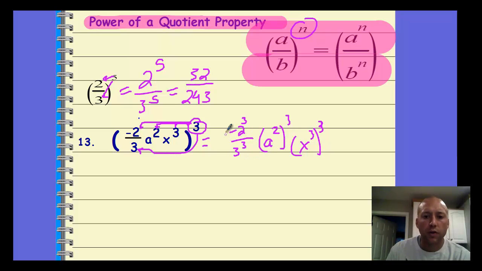So negative 2 to the third, and I should show parentheses here to be mathematically true because the 3 goes to that entire thing. It's all in the parentheses. So negative 2 cubed is still negative 8. 3 cubed, 27. And times we have a squared cubed, which is a to the 6. And then we have x cubed cubed, which is x to the 3 times 3, 9. So that would be the result.